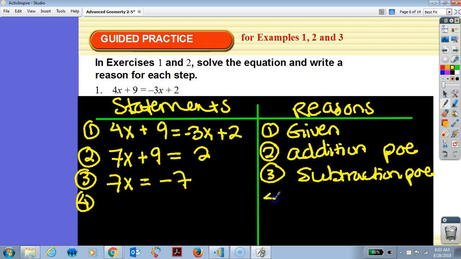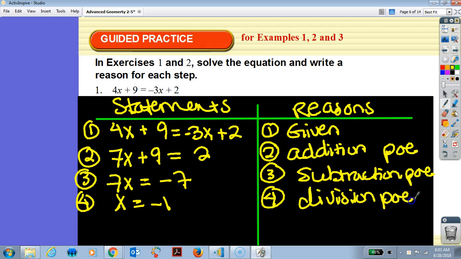Now what? Divide by 7 on both sides. X equals negative 1, division property of equality. And we're done.